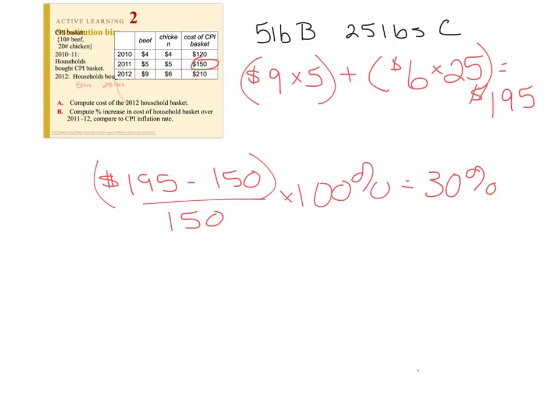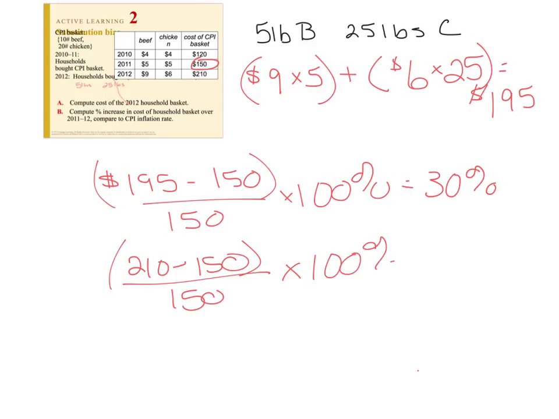And remember, last time we calculated it, it was 210 minus 150 over 150 times 100%, and so it was 40%. So one of the problems with the Consumer Price Index is it doesn't take into account that when products get more expensive, consumers will trade off to cheaper, substitute products, where there's not a lot of difference in the utility between them.